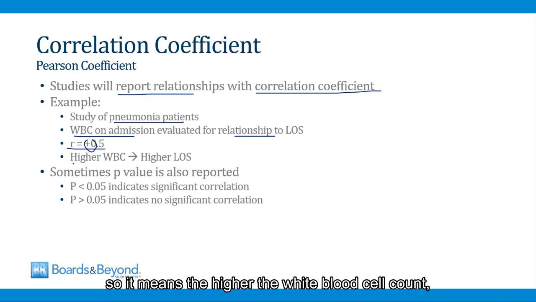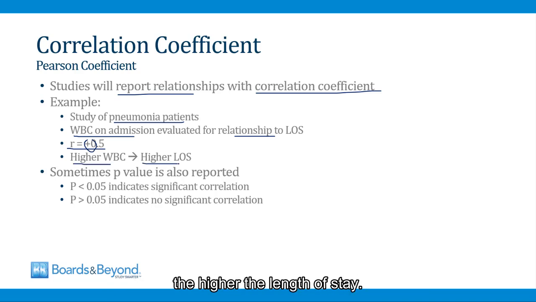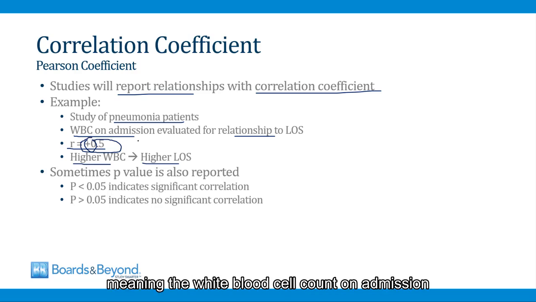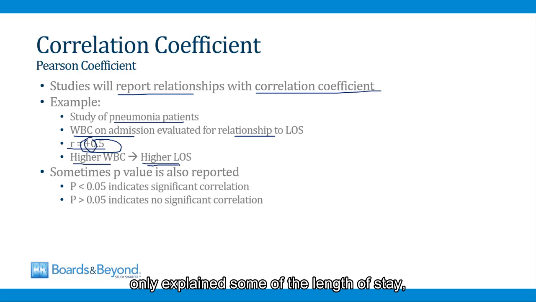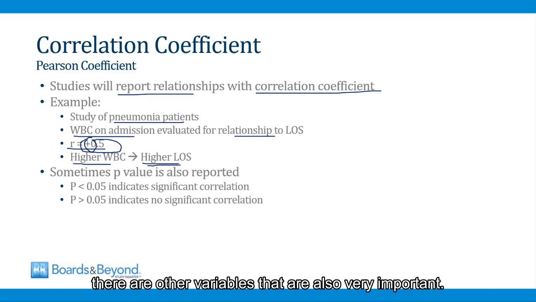It's a positive number, so it means the higher the white blood cell count, the higher the length of stay. But the value is only 0.5, meaning the white blood cell count on admission only explains some of the length of stay. There are other variables that are also very important.